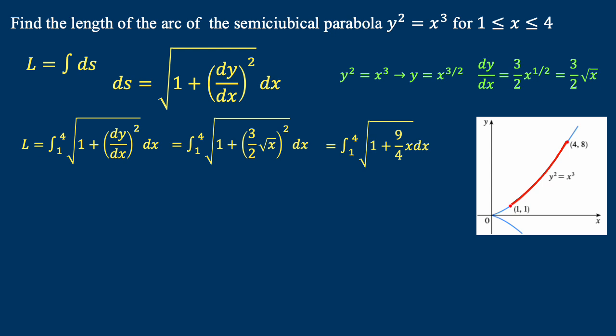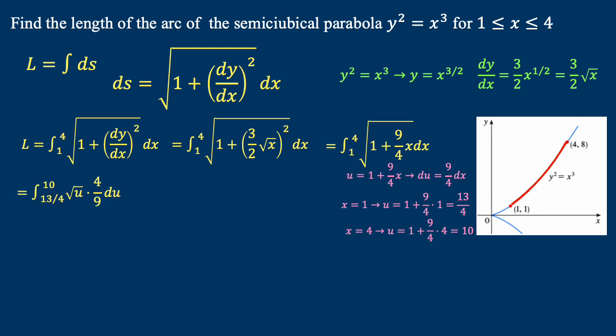integration. What should we use? u is going to be 1 plus (9/4)x. du is going to be 9/4 dx, so dx is going to be 4/9 du. You also substitute the lower limit and upper limit. So x equals 1, u is going to be 13/4. x equals 4, u is going to be 10. So now the arc length should be the integral from 13/4 to 10 of square root of u times 4/9 du.